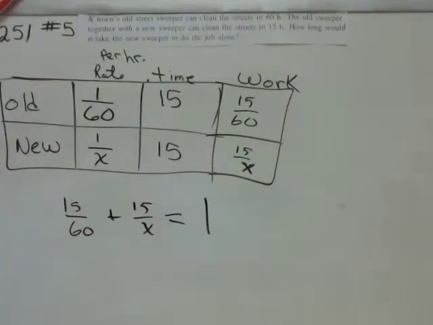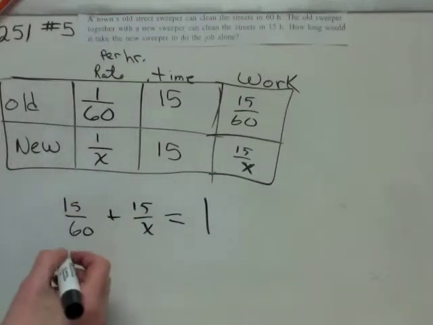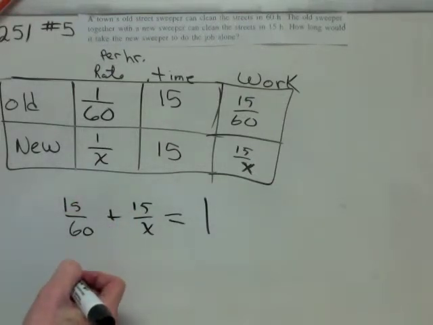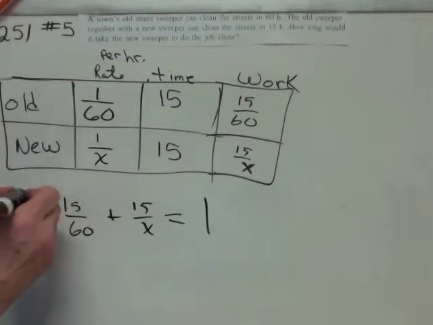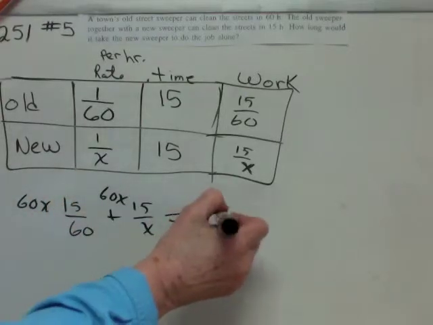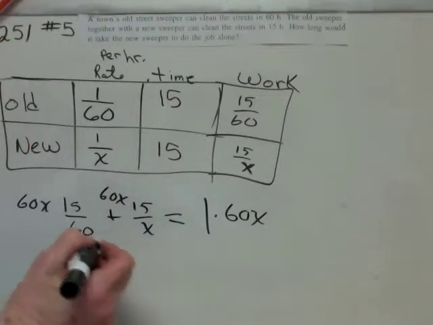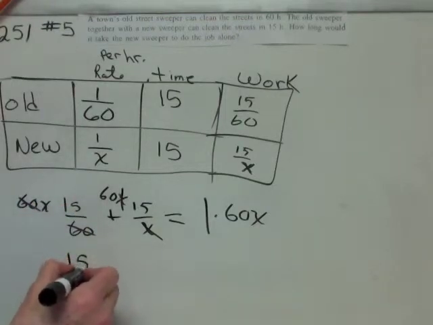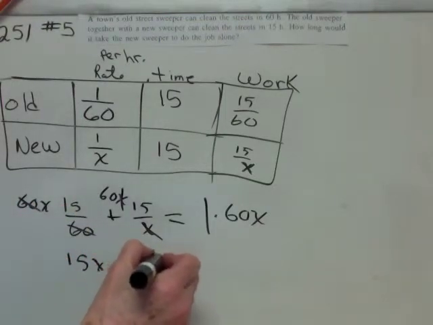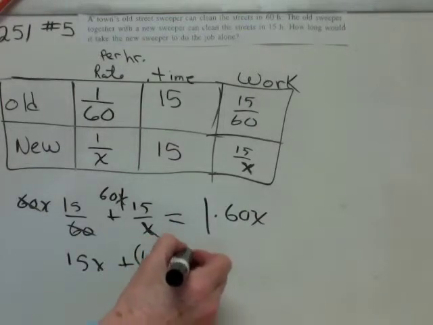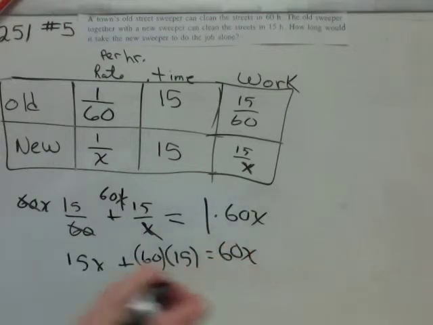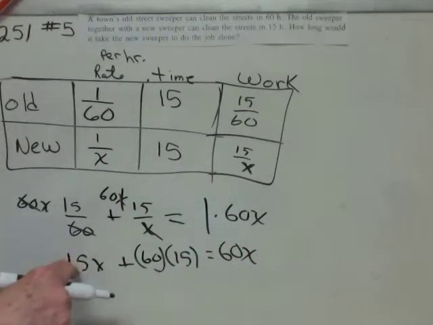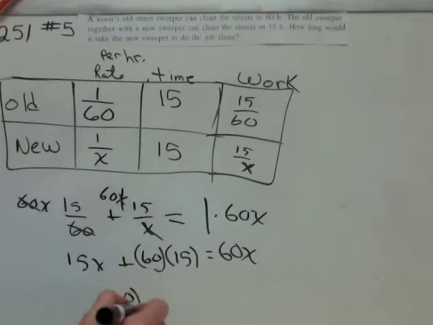Now, if we try to solve that equation for X, first of all, you have to multiply by the common denominator, which would be what? Yeah, 60X. So I'm going to multiply each part of the problem by 60X. 60X here, 60X here, 60X here. And then I'll do a little reducing. Here the 60 cancels out. Here the X cancels. So I get 15X plus 60 times 15 equals 60X.